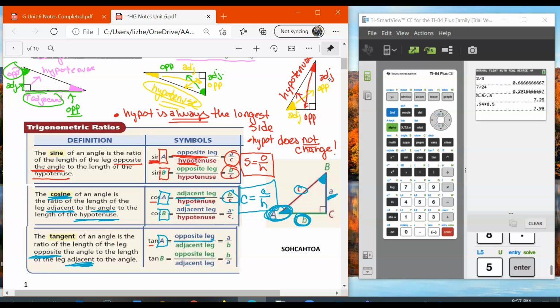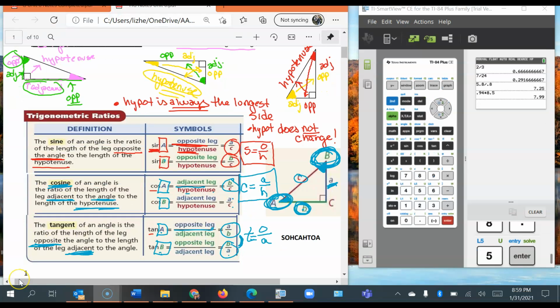Then we do opposite over adjacent, A over B. And if we're doing tangent of angle B, so we're up here, we're in reference to angle B, then you need opposite over adjacent, and it's B over A. So it switches depending on what angle you're in reference to. You always have to know what angle you're in reference to. So I'm going to write T equals O over A.